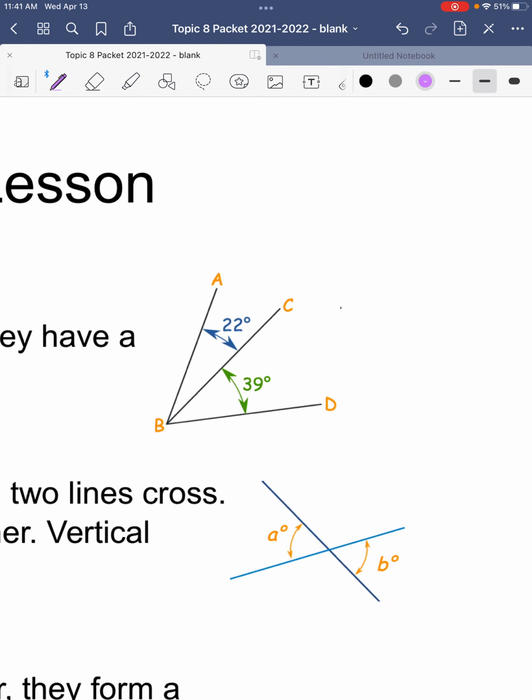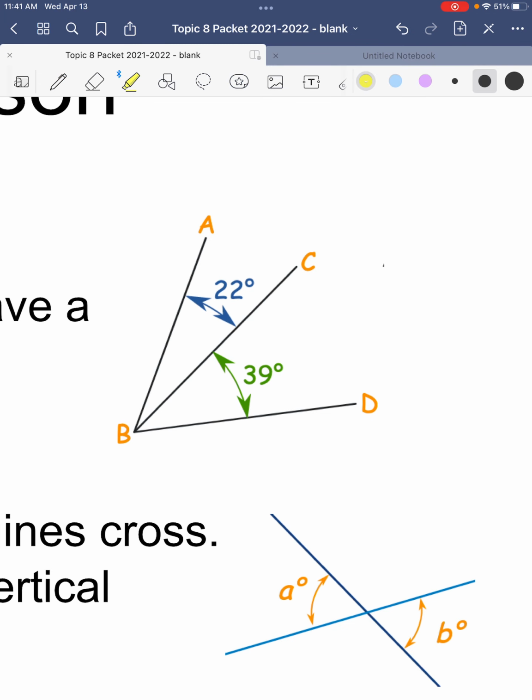So let's look at this example right here. I know that this angle that measures 22 degrees is adjacent or next to this angle right here that measures 39 degrees. Their common vertex or corner point is that right there where B is. And their common side is this line segment right here. So adjacent angles have to have those things in common.